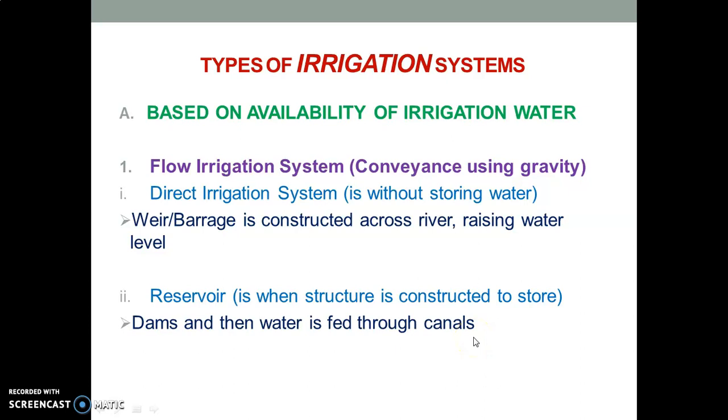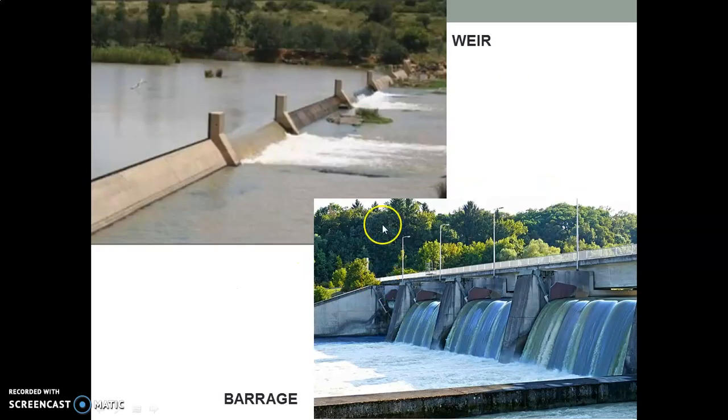So these are two types: direct irrigation system and reservoir irrigation system. They both are part of flow irrigation system. So this is a weir and a barrage. Now a weir and a barrage serve the same purpose, but there is one basic difference between the two. That difference we are going to see in the next point in this lecture itself.